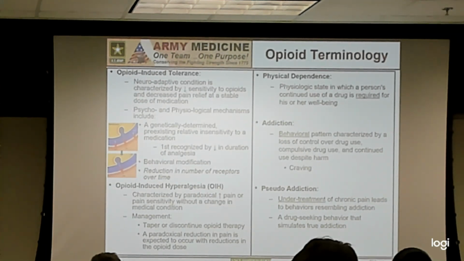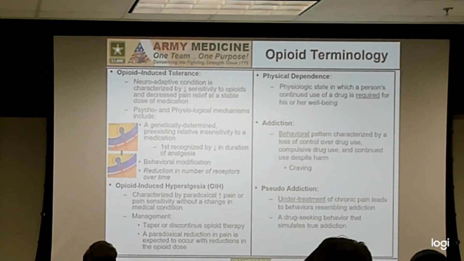Okay, and then your pseudo addiction, this is just under treatment. So this is what we talked about before, where you may not have gotten that patient's pain under control. And so it looks like they're drug seeking, but they may not be drug seeking. It's just that we never got them where they needed to be in the first place. Okay, so that's why you see the pseudo addiction, and I underlined the under treatment for you.